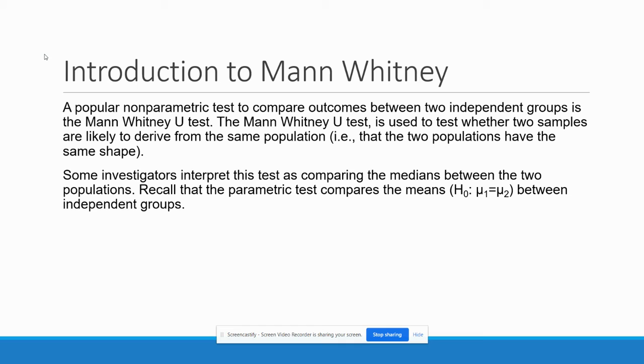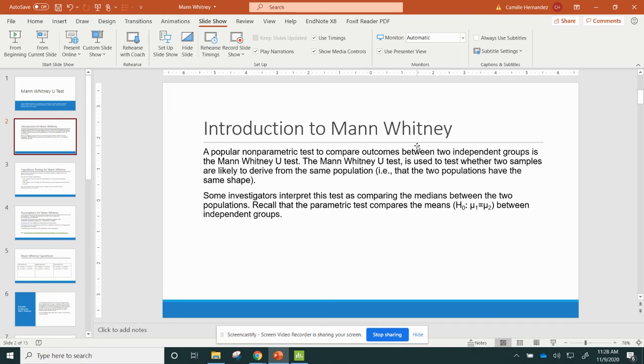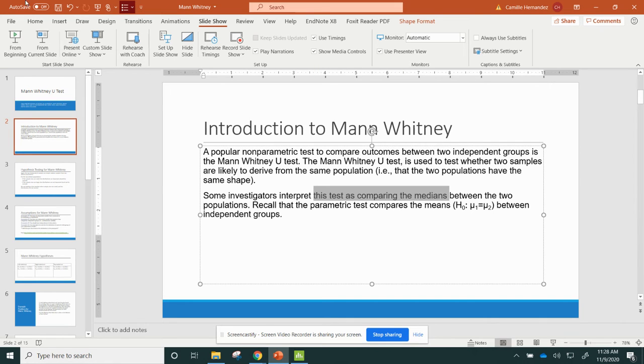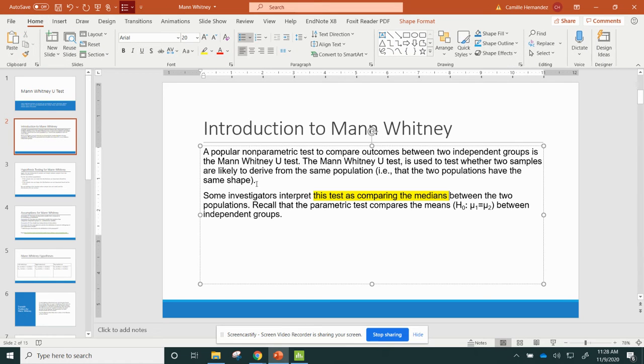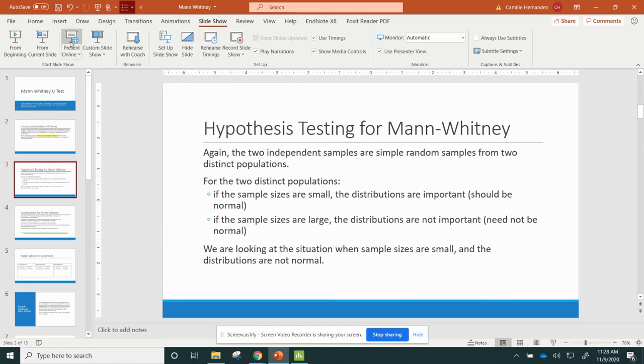Some investigators interpret this test as comparing the means between the two populations. Recall that the parametric test compared the means between the independent groups. So we're comparing the medians in a non-parametric test, and in a parametric test, we're comparing the means. So let me do this. I want to make sure we highlight this. So again, this test compares the medians, and I'm going to highlight it in yellow, okay? So that's how we know. All right, so let me go to this next picture and we'll keep going.